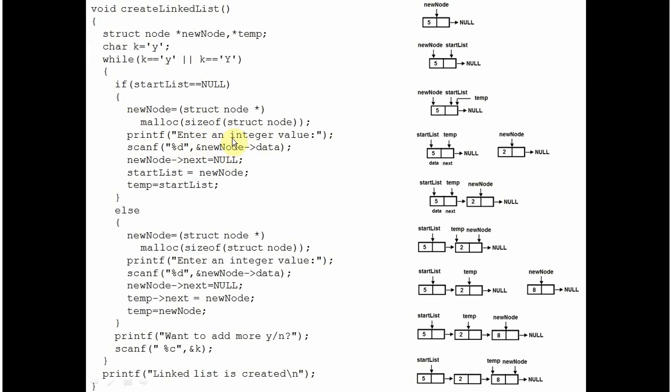You are asking the user to enter an integer value. Suppose user enters say 5. That will be assigned to the data member of new node. The next member of new node is set to null. Start list pointer is set to point at new node. Temp is set to point at start list node. Because if block is executed, control will never go to else.